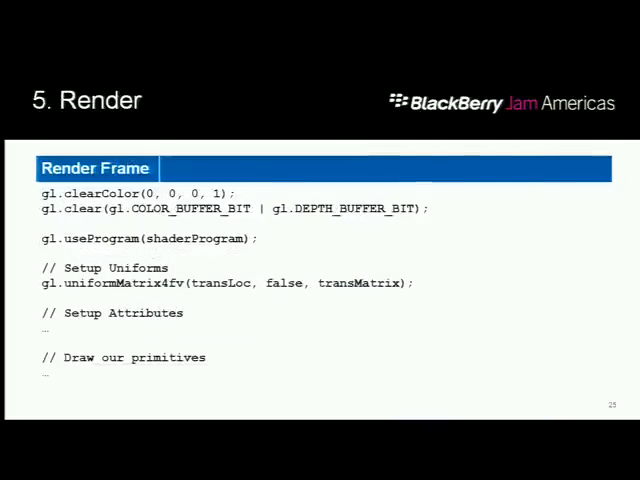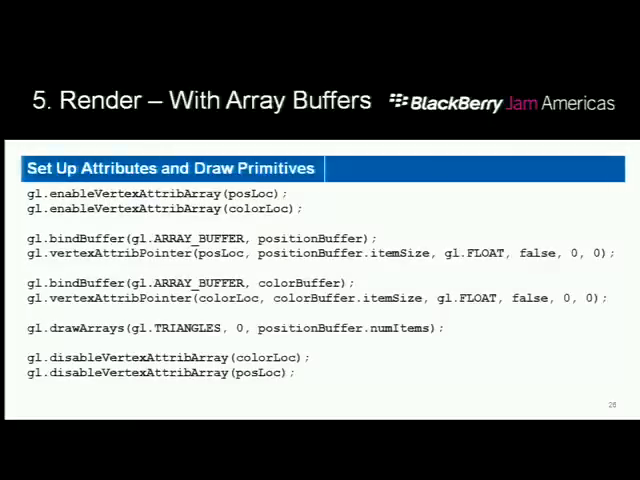So then when it comes to actually rendering the scene, we start off by clearing our color buffer and our depth buffer. We enable the shader that we're going to use. And then this is where we're passing our uniform data down. So we're using that transformation matrix location to pass our uniform data down. And we're going to be passing our attribute data down in just a second on the next slide, as well as drawing our primitives. OK, so that's what this code does right here.